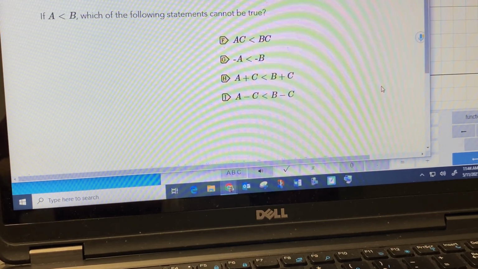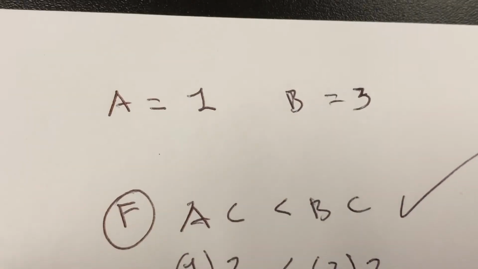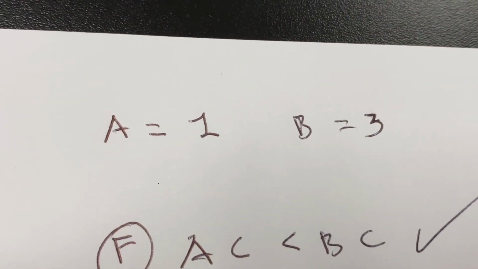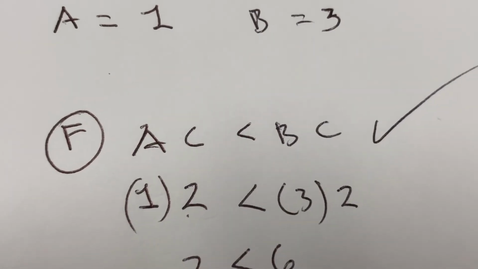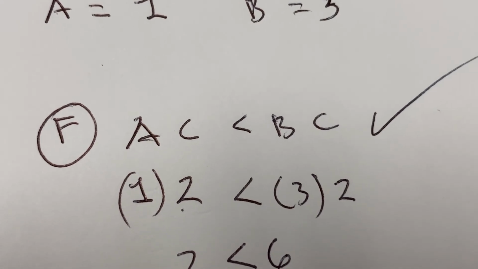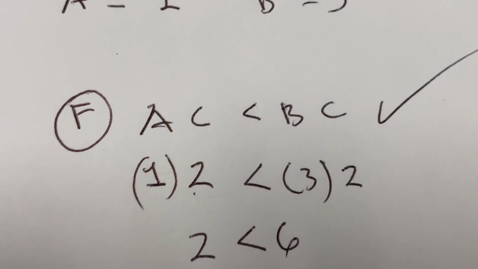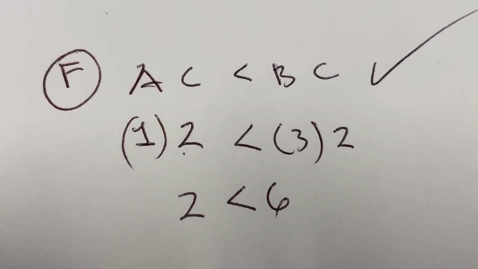Well, we have to evaluate one by one with numbers. It's the best way. So I'm gonna imagine that A is equal to 1 and B is equal to 3, because they say at the beginning that A is less than B, right? Now let's go one by one. F, AC less than BC. If A is 1 and B is 3, let's say C is the same number, so let's say it's 2. 1 times 2 is 2, and 3 times 2 is 6. Is 2 less than 6?